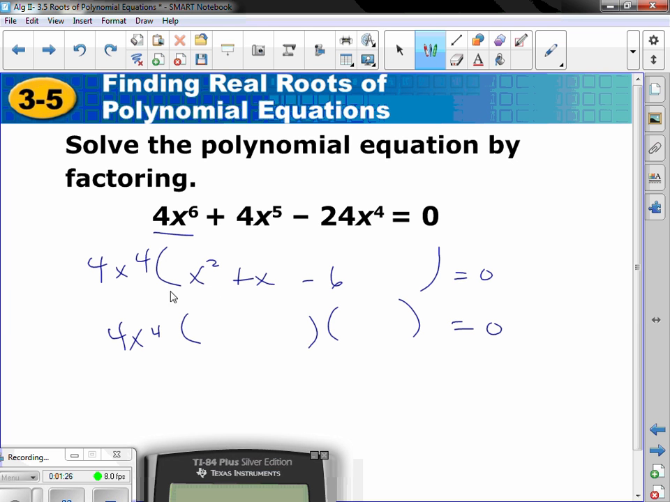How can I get an x squared? x and x. What's this tell me? Different signs. One's plus, one's negative. Two numbers that multiply to get me 6, but subtract to get me 1. 3 and 2. 3 is the positive, 2 is the negative. Now solving for 0. This one here, I get a 0 of 2. This one here, I get a 0 of negative 3. And this one here, I get a 0 of 0.